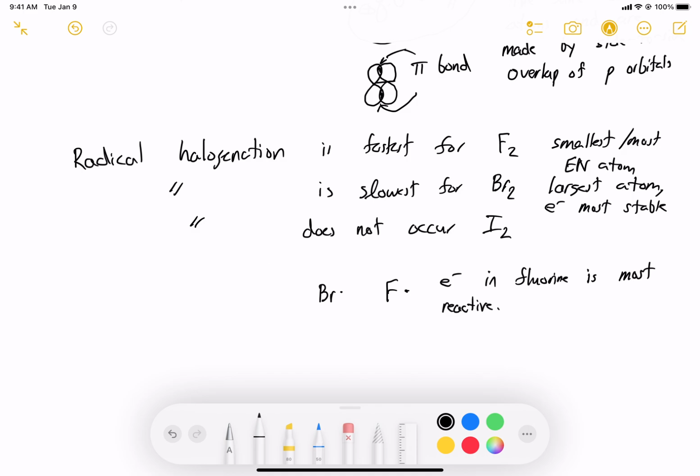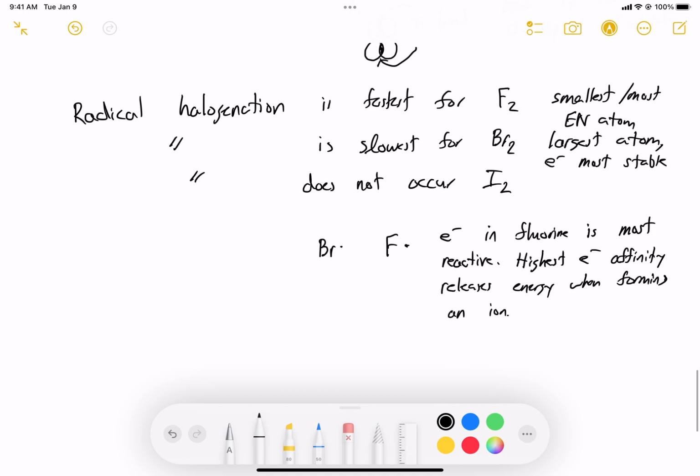And that's because the electron in fluorine is most reactive because, what's the best way to put this? Fluorine is most reactive because, if we think about a fluorine atom, it has the highest electron affinity. What that means is that it releases energy when forming an ion. So that's one way to look at it.